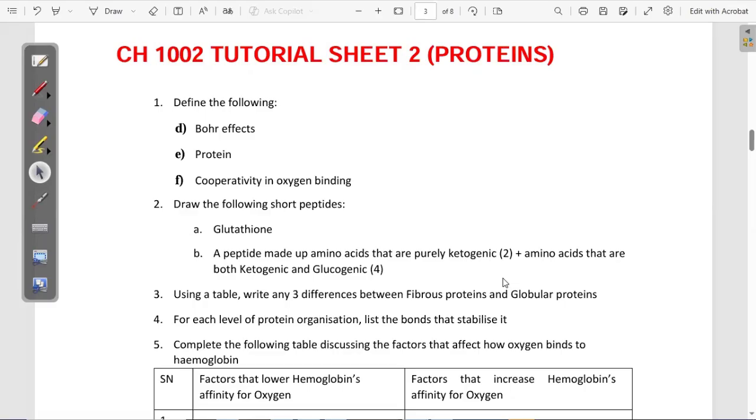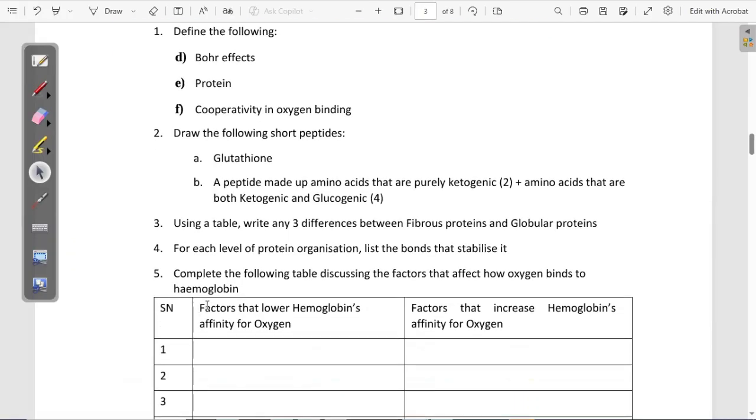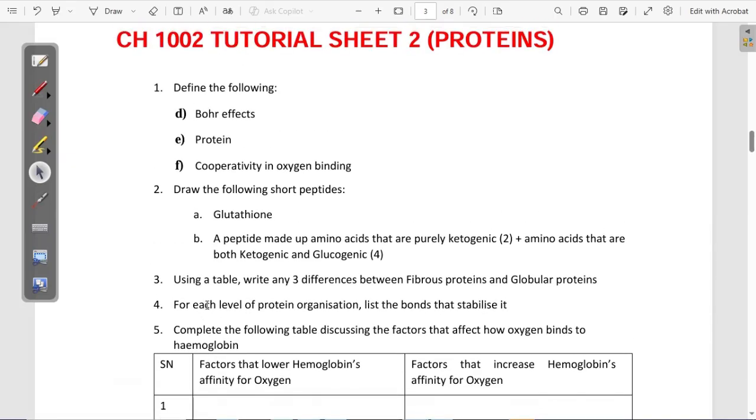Today we'll be looking at tutorial sheet 2, which is on proteins. I have this tutorial sheet with questions on proteins, and we're going to use it to understand some of the key topics under proteins. We'll move from the definitions to comparing oxygen affinity in hemoglobin. That is all under proteins. So we're going to answer all the questions in this tutorial sheet. Let's start from question 1.